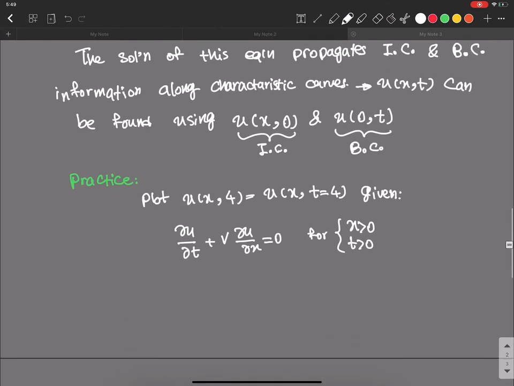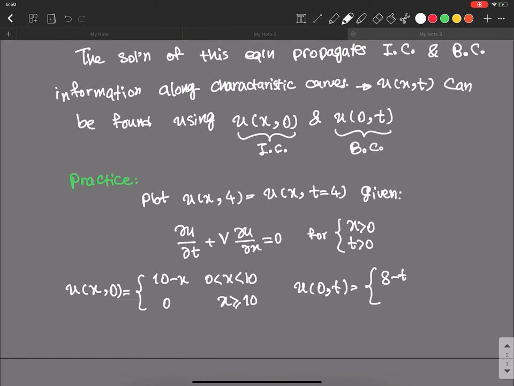Okay, this is just the transport advective equation, and the initial condition for this problem is u(x, 0) equals 10 minus x when x is between 0 and 10, and 0 when x is greater than or equal to 10. And the boundary condition is u(0, t) equals 8 minus t when t is between 0 and 8, and 10 when t is greater than 8.